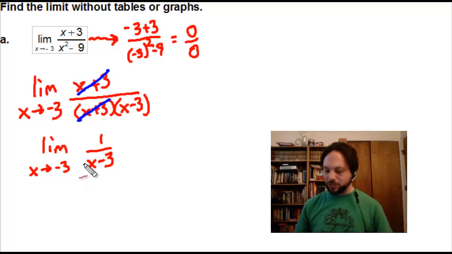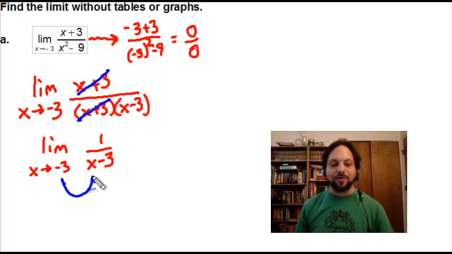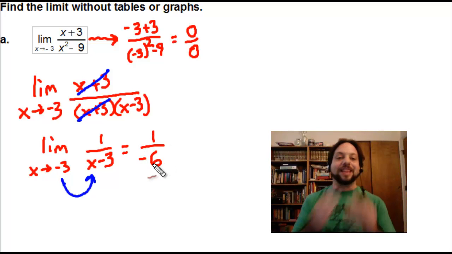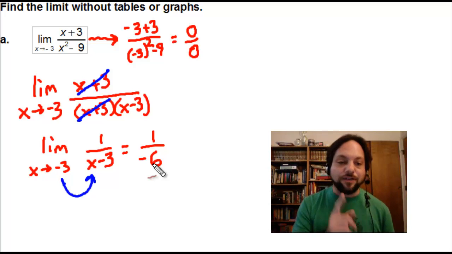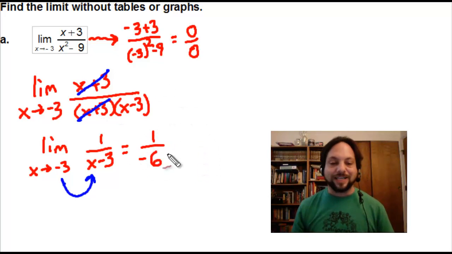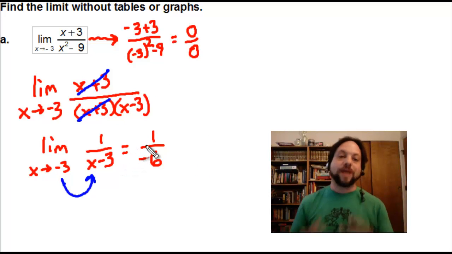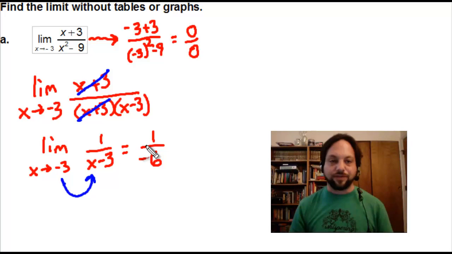Now if we direct substitute, I think you're going to find something very, very special. And what is that? That's simply going to be 1 over negative 6. That is a real number. All right? That is the limit of this function. And in fact, if you were to graph this function, I certainly welcome you to do that, you'll find that there is a hole, or rather a removable discontinuity at x equals negative 3.